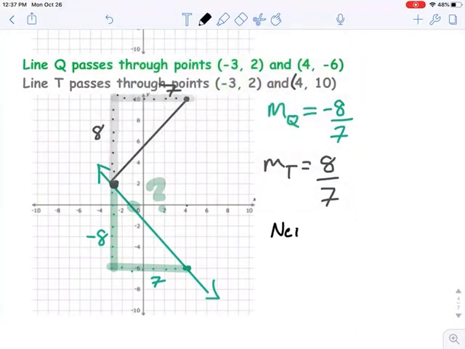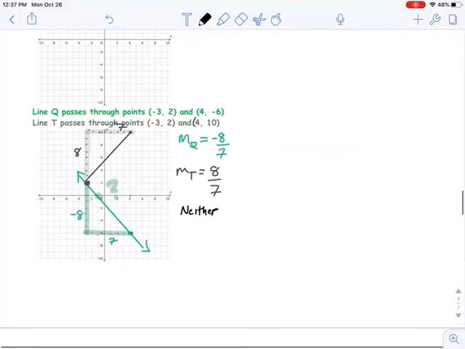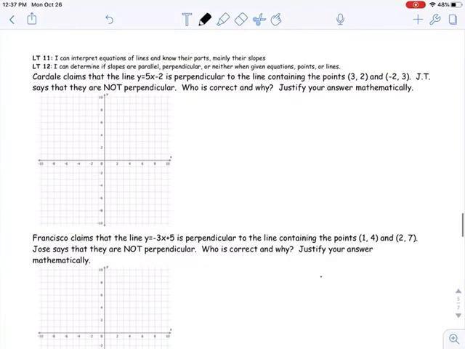All right. -8/7 and 8/7 don't equal each other. We have no reciprocals going on, so it's neither. Now, it looks like a right angle. It's close to 90 degrees, but it's not 90 degrees. All right. Last set of problems, and then we're going to call it a day.